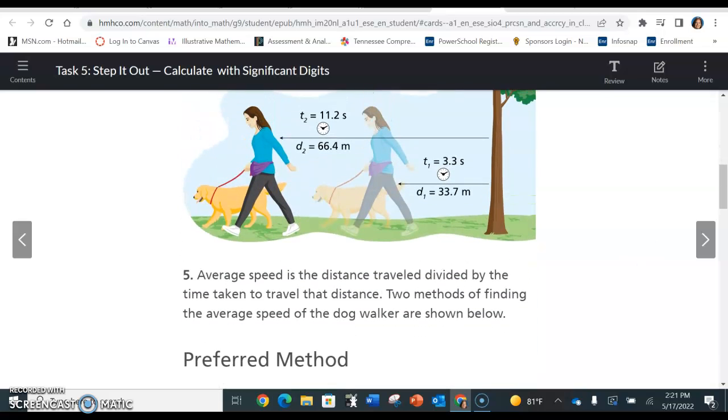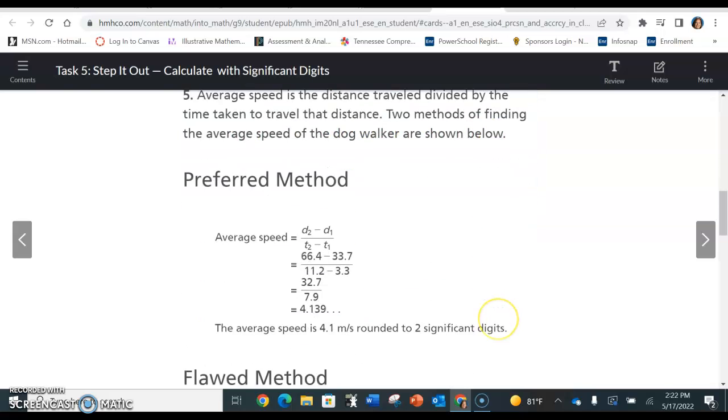All right, so here's a picture, and you can see time 1 is 3.3 seconds, and distance 1 is 33.7 meters. Time 2 is 11.2 seconds, and distance 2 is 66.4 meters. So find the average speed. Average speed is the distance traveled divided by the time taken to travel that distance. Two methods of finding the average speed of the dog walker are shown below.